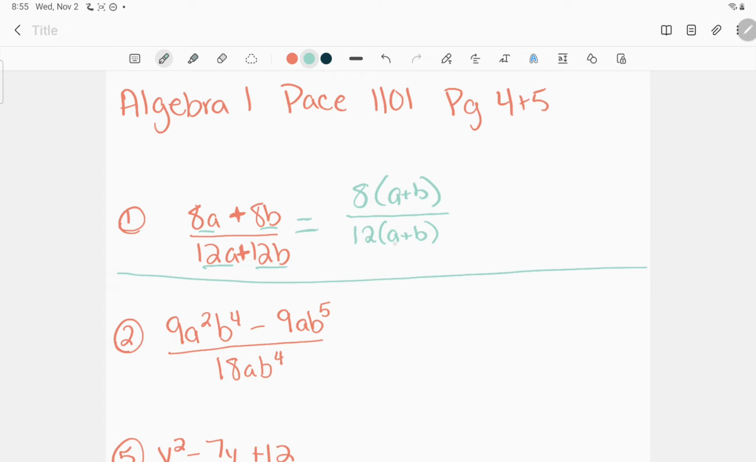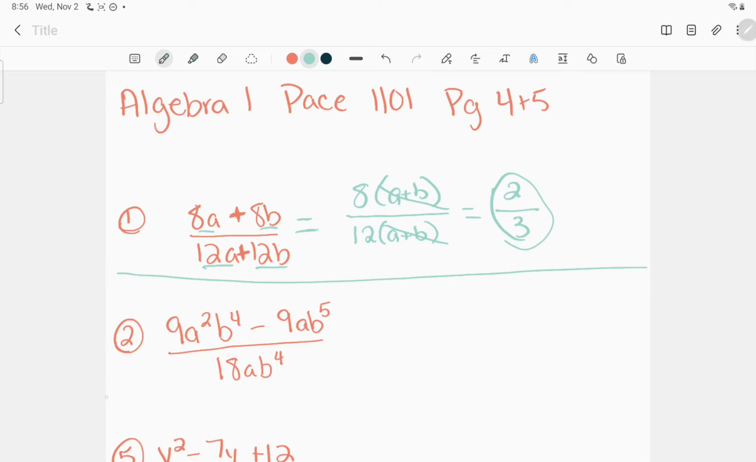All right, so this a plus b and this a plus b are the same, so they cancel. They go away. All right, and then reducing this to lowest terms, what number goes into both 8 and 12? That answer is 4. How many times does 4 go into 8? 2. And how many times does 4 go into 12? 3. And that is your answer, 2 over 3.